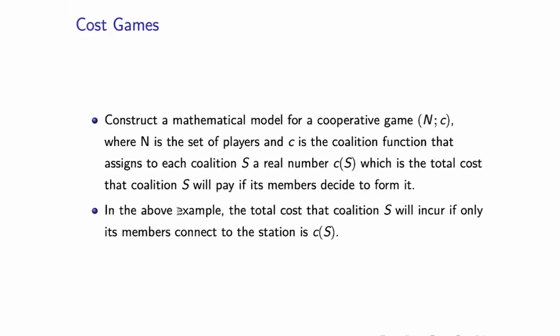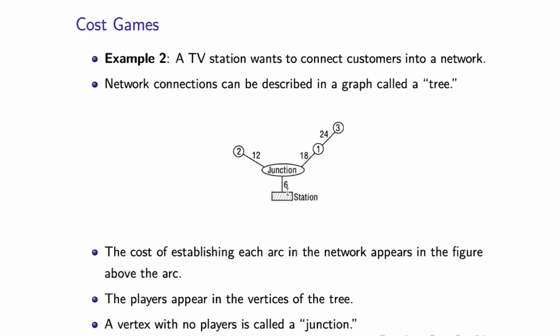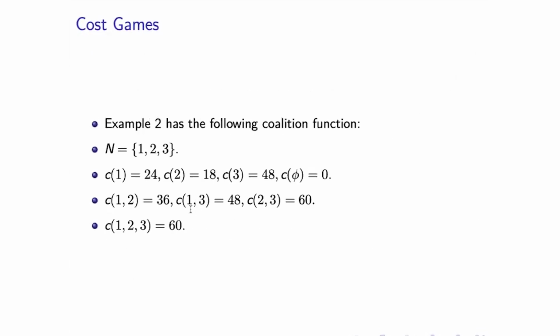What about C13? So again, if we go back, here you just have to build a connection from the station to the junction, from the junction to 1, and then 1 to 3. If you add up, this is again going to be equal to 48, right? So this is how we get this number, 48.